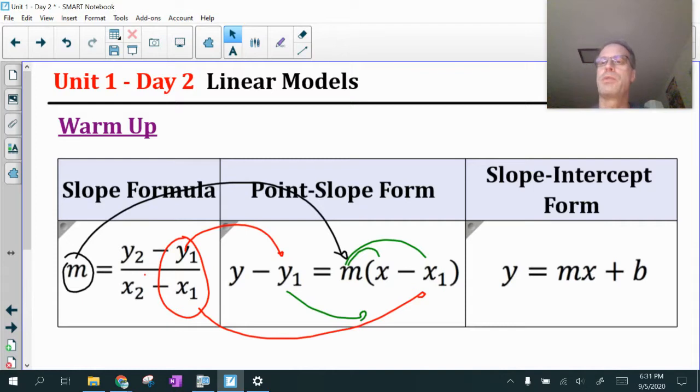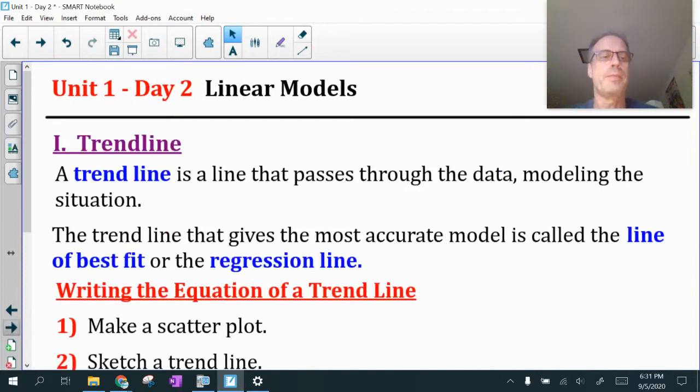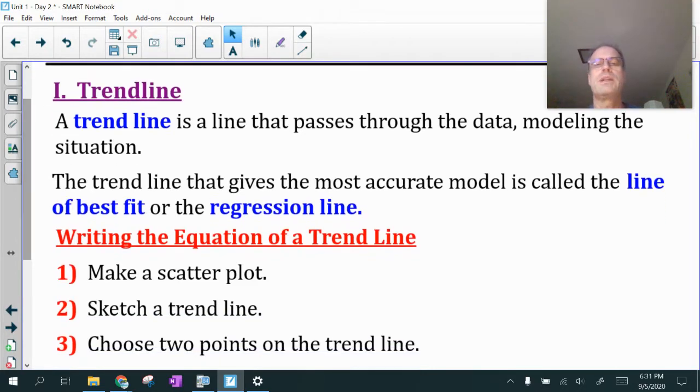Again, the slope-intercept form is the one that we can put into the calculator, and also the one we're most familiar with. So let's get rolling here. The first topic we're going to discuss very briefly is the concept of a trend line. A trend line is a line that passes through the data, and by passing through the data, it models what's happening there using one equation, as opposed to multiple lines. We're finding the most appropriate line.